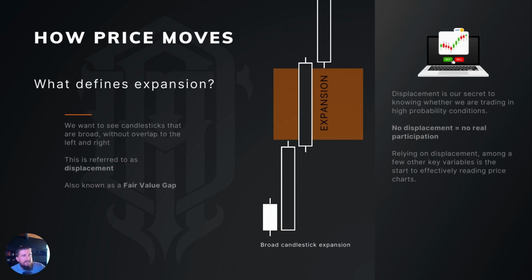So, what defines expansion? When we're thinking of expansion, we want to be thinking of candlesticks that are broad without any overlap to the left and right. This is also referred to as displacement. You will commonly see these referred to as fair value gaps as well. So, displacement is our secret to knowing whether we are in high probability conditions or not. If we see no displacement, we can assume there's no real participation. Relying on displacement among a few other key variables is the start to effectively reading price charts.